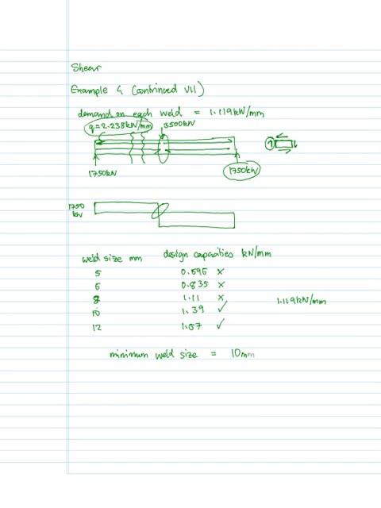So we could see that if it was a 5 millimeter weld, that wouldn't work. If it was an 8 one, that wouldn't work, because 1.119 is slightly higher. So a 10 or a 12 or a bigger weld would suffice. So we could then say the minimum weld size is going to be equal to 10 millimeters, but obviously a 12 millimeter one would work equally as well.